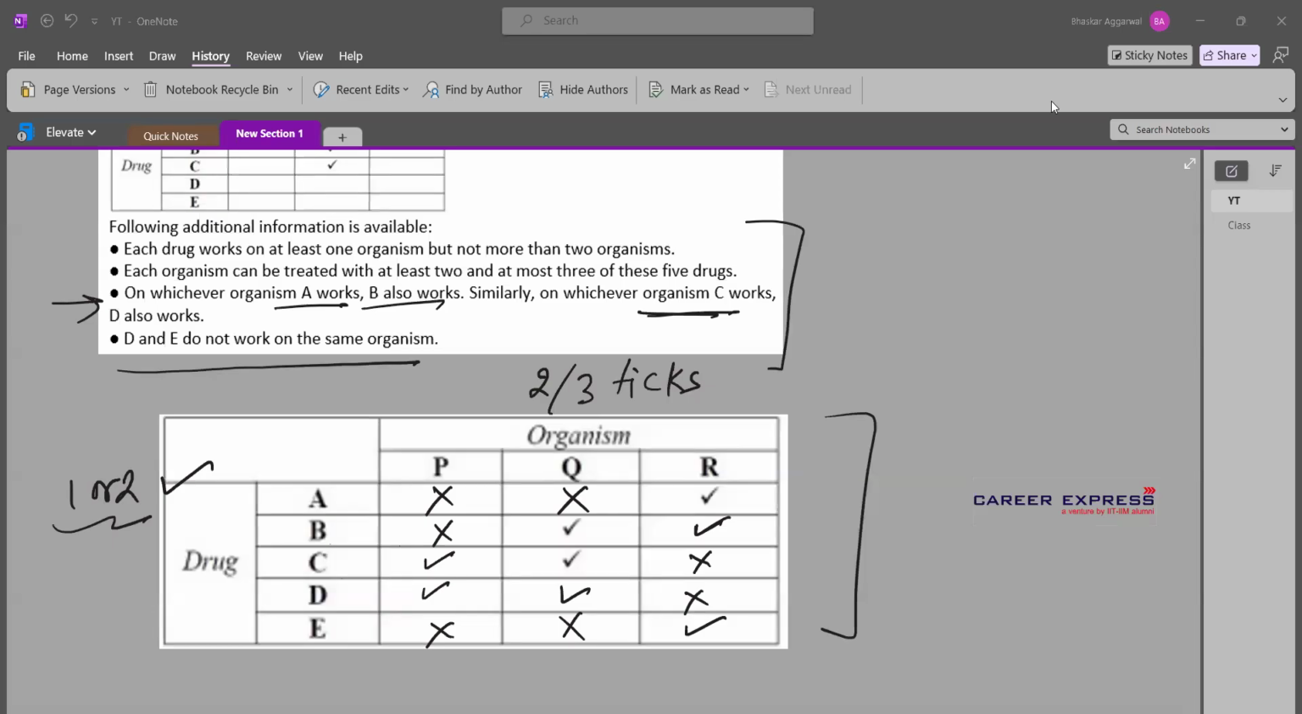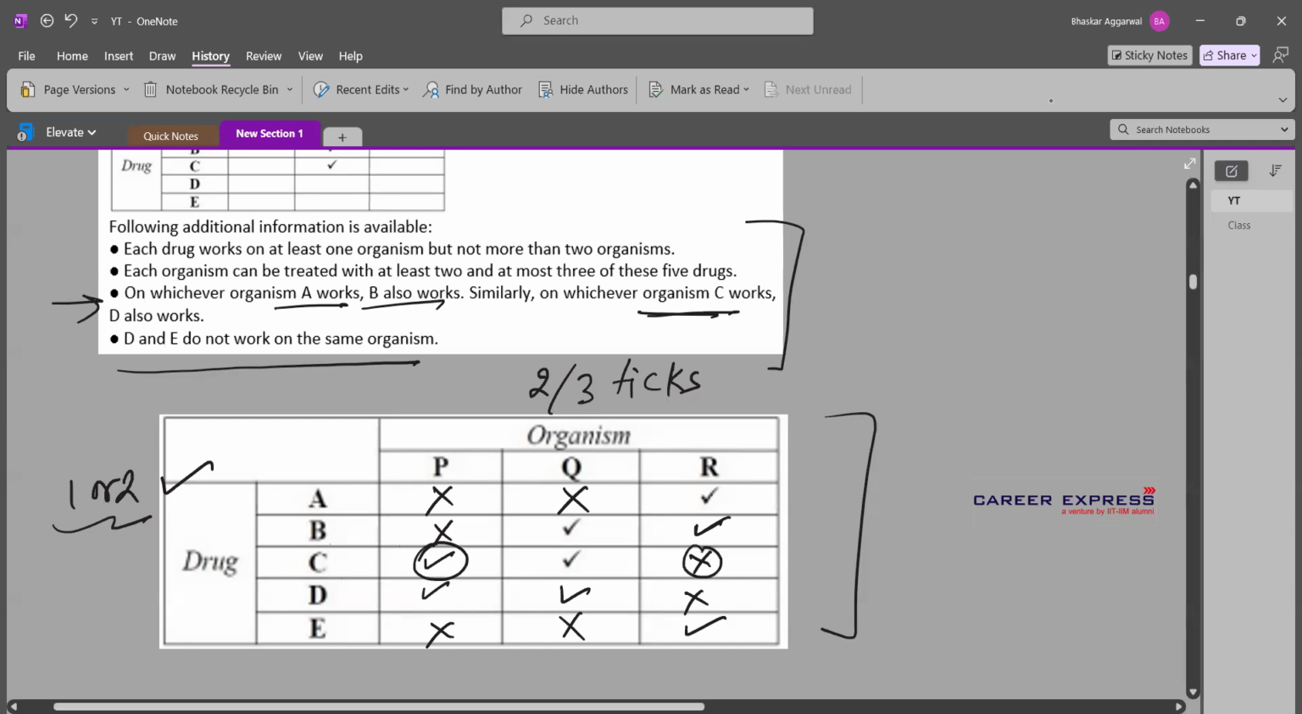So here there was an assumption that we took. We assumed that C works on P and does not work on R. We could have also assumed the other way around if we go that way. So if C works on R and not on P, then D must also work on R. And if that is the case, then D cannot work on P. And in that case, there are four crosses. There can be only one tick in this P column, which is not possible because there must be two or three ticks in one column. That means this assumption is not correct.